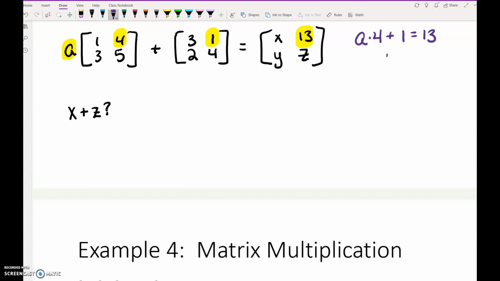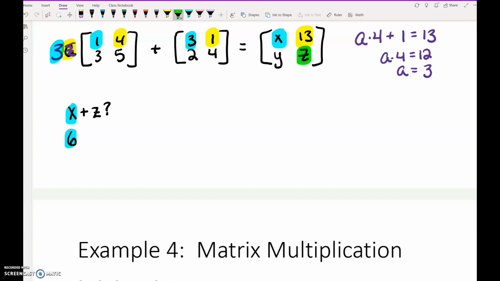So what's 13 minus 1? 12. And if A times 4 is 12, what is A? 3. So now we know that this A is really a 3. So to figure out what x is, we would do 3 times 1. What's 3 times 1? 3, plus 3. We just figured out that x is 6.